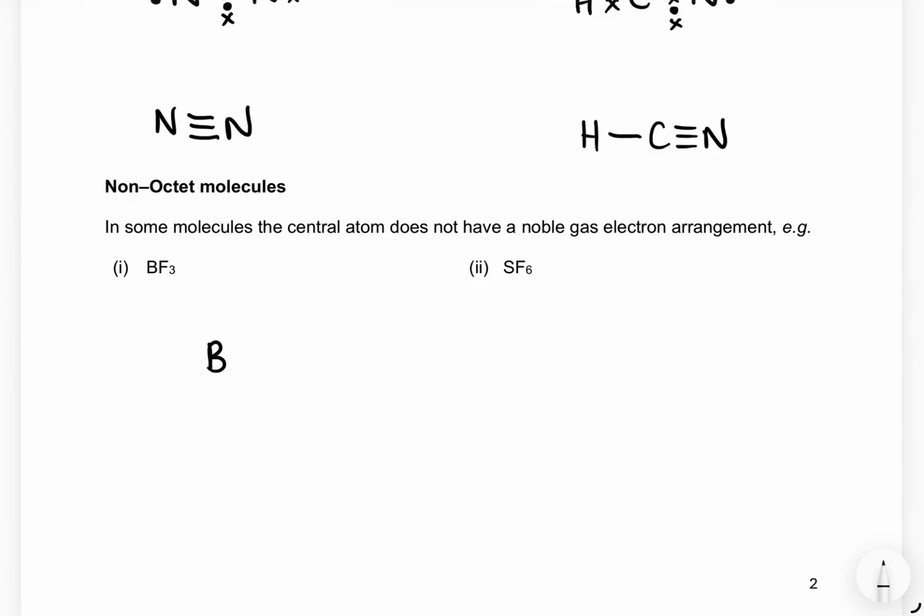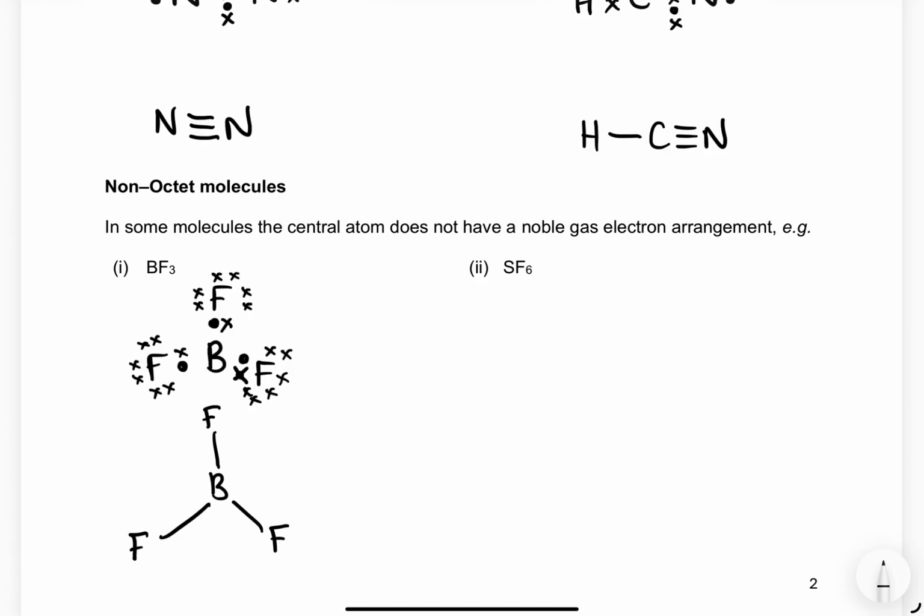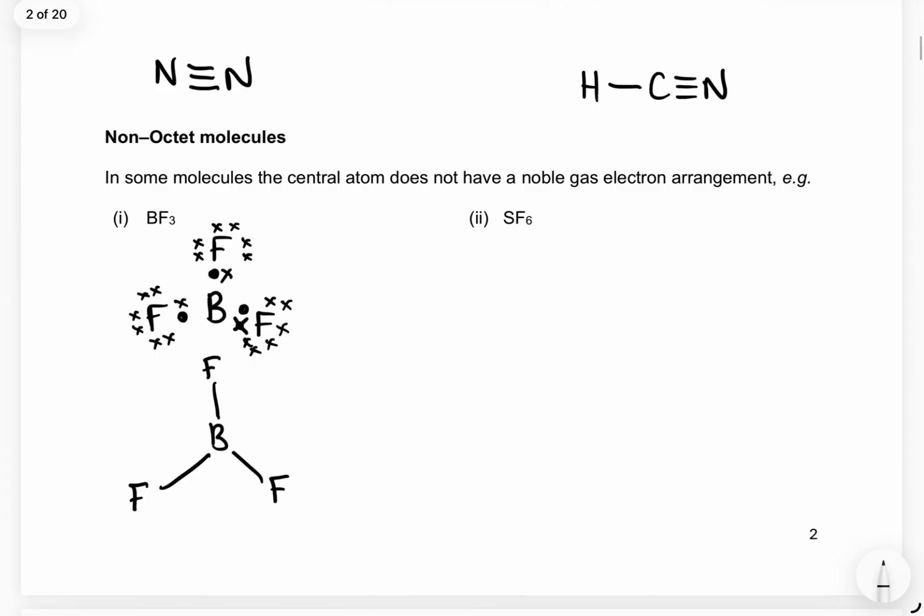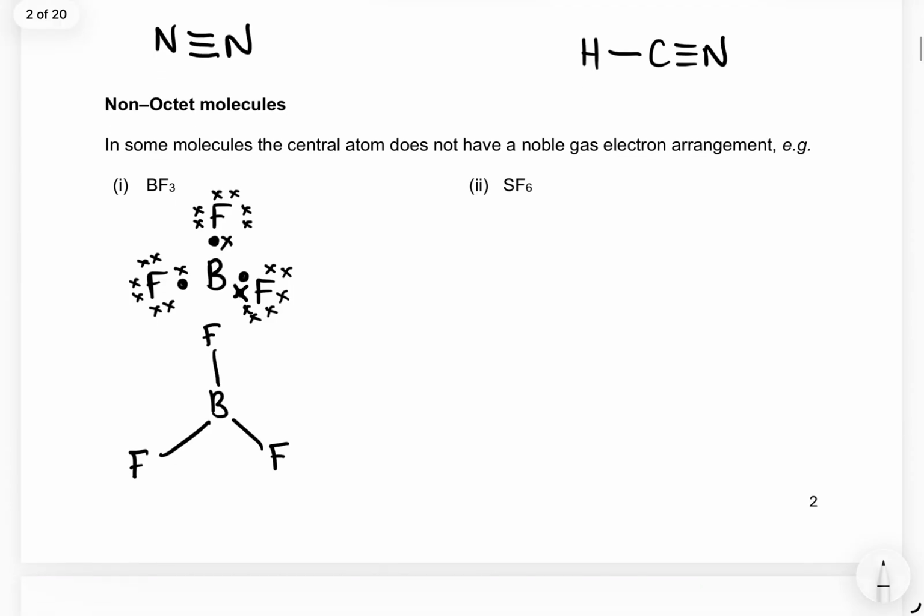So we have boron with its 3 electrons, so like 1, 2, 3, and each fluorine wants to gain 1 to get a full shell of 8, so it can do that. So, oops, we're going crosses for fluorine. So if we do that, we see that we've got 3 fluorines surrounding the boron. And that's how we would draw it. It takes a flat trigonal planar shape.